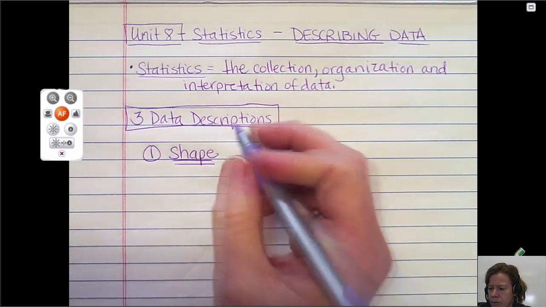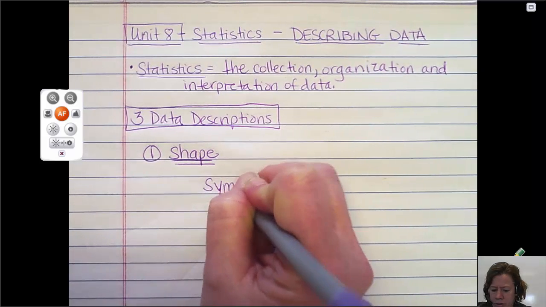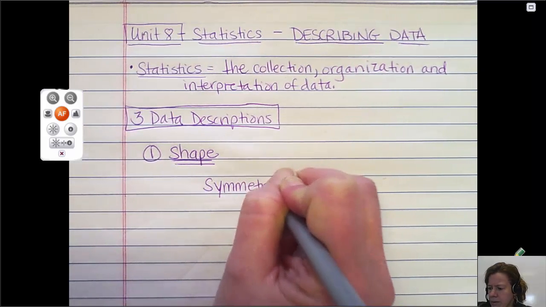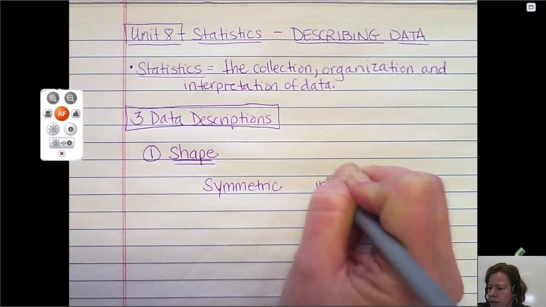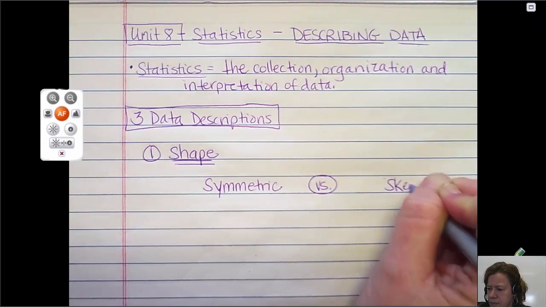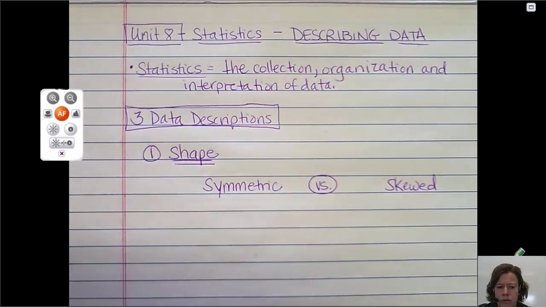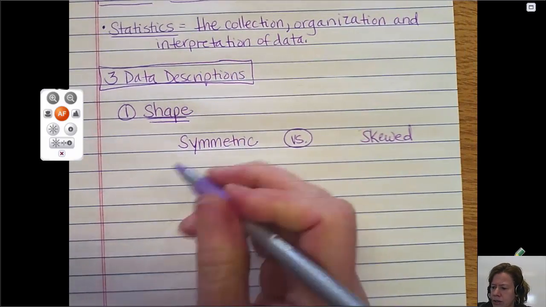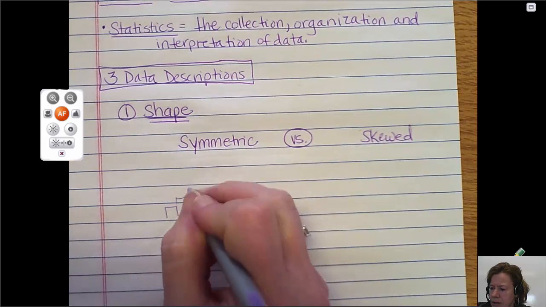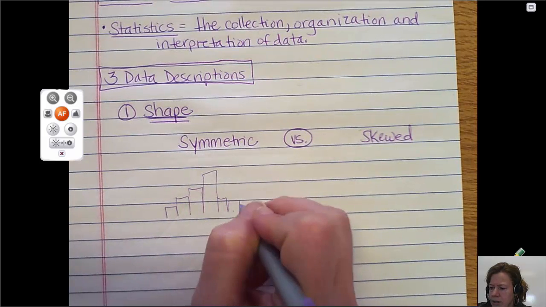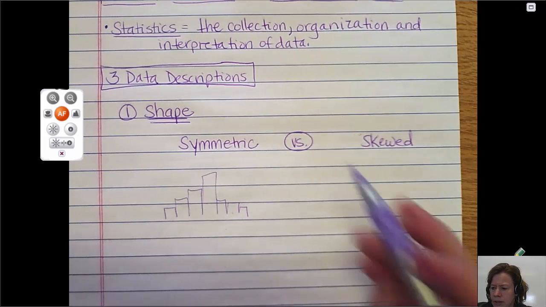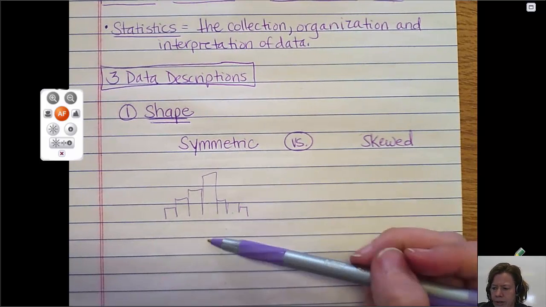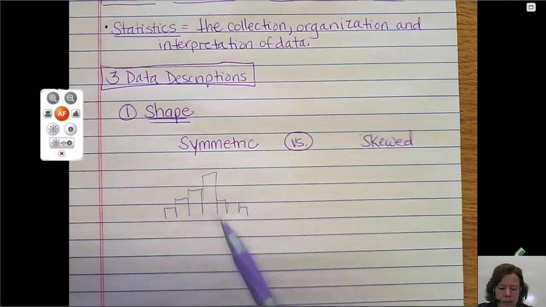So with shape, we either have graphs that are symmetric, or we have graphs that are skewed. Those are the two differences we're looking for with statistics graphs. So symmetric data might look something like this. It may not be perfectly symmetric, but I could draw a line somewhere near the middle, and if I fold it, it'd be about the same on both sides.